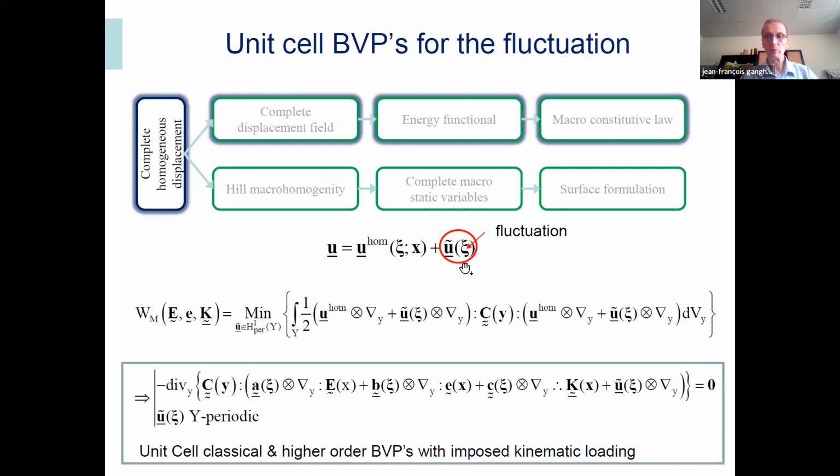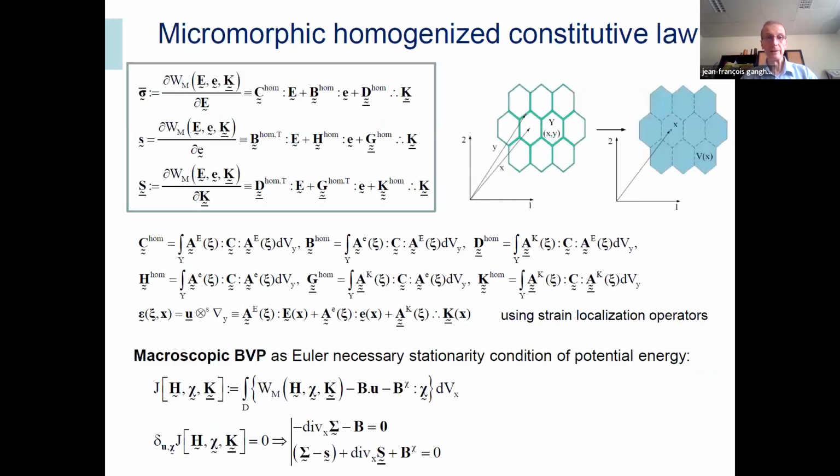We have to compute the fluctuation. The fluctuation is correcting for the difference between the homogeneous displacement and the true displacement of the initially heterogeneous medium. And to compute the displacement fluctuation, we have to solve the unit cell boundary value problems in a staggered manner, considering successively these 3 kinematic measures imposed over the unit cell. So here I'm considering the fluctuation to be periodic. And so it satisfies this minimization of the macroscopic energy density, which is a volume average of the microscopic energy over the unit cell. So based on this, we can compute now all higher order moduli.